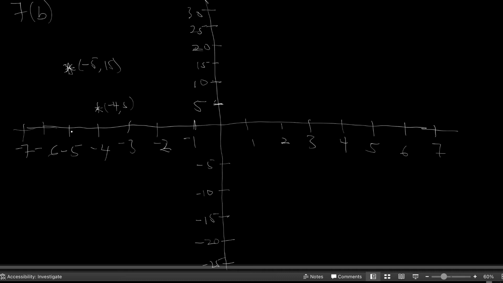When x is negative 3, y is negative 1. So negative 3, negative 1 should be somewhere here. When x is negative 2, y is negative 3. So negative 2, negative 3 should be somewhere here. And when x is negative 1, y is negative 1. So this should be somewhere here.